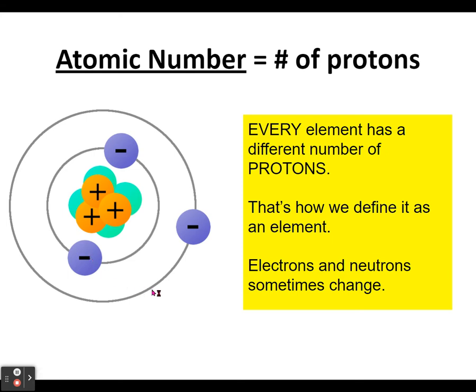The atomic number is the number of protons in an atom. So every element has a different number of protons. That is what makes them different. That's how we define it as an element. The electrons and the neutrons sometimes change, but what really makes it any particular element is the number of protons. So that's why we call it atomic number, and you will have to know that later.